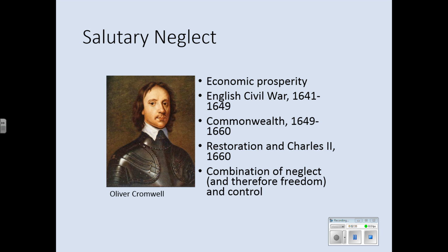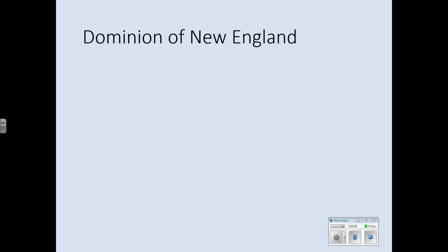So what we have here is a combination of neglect and the freedom that goes with it, and then control after Charles II comes to the throne. And this pattern would create a rebellious attitude among the colonists. When you give someone freedom and then try to take it away, that's worse than never giving that person freedom in the first place. And that's sort of the psychology that was at work here.